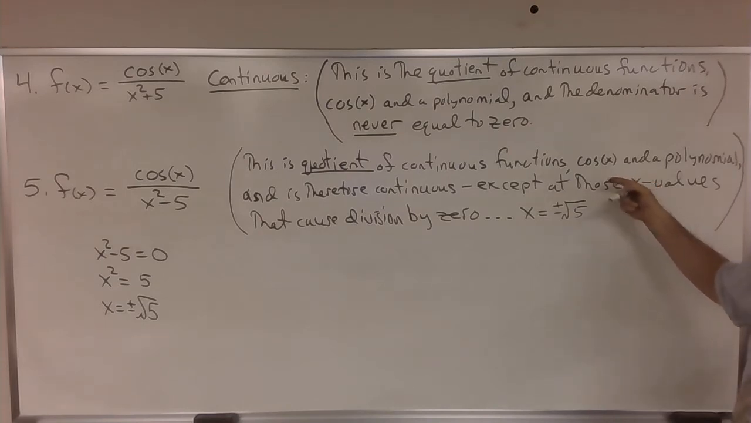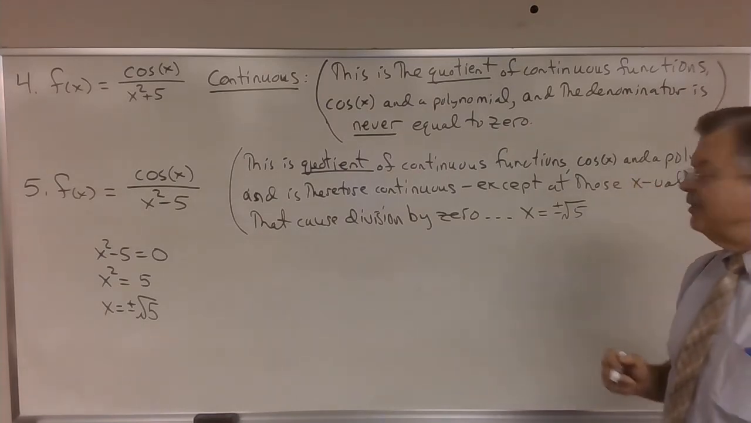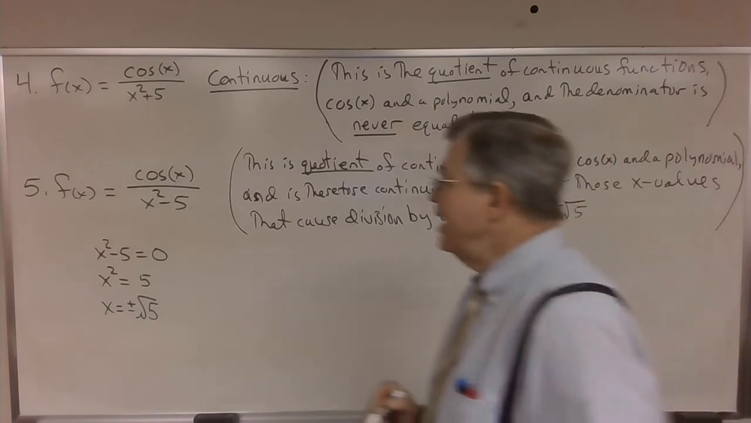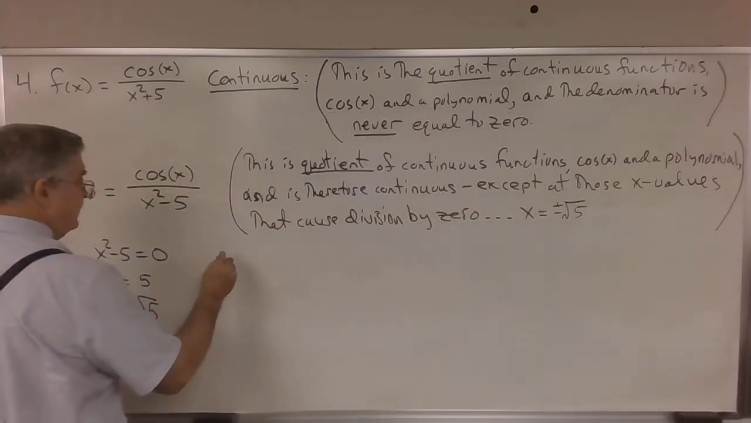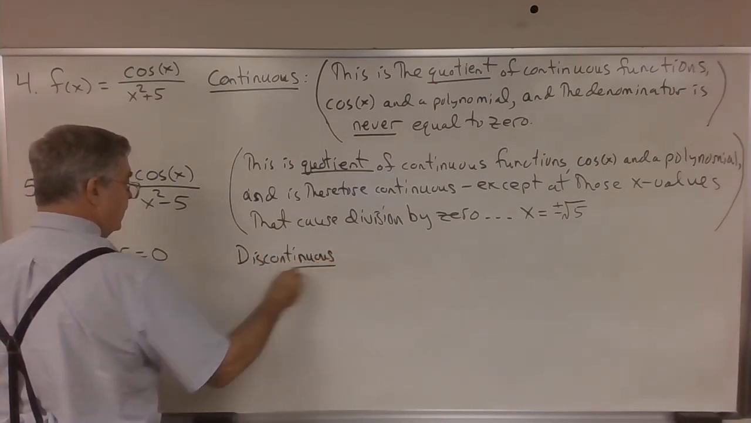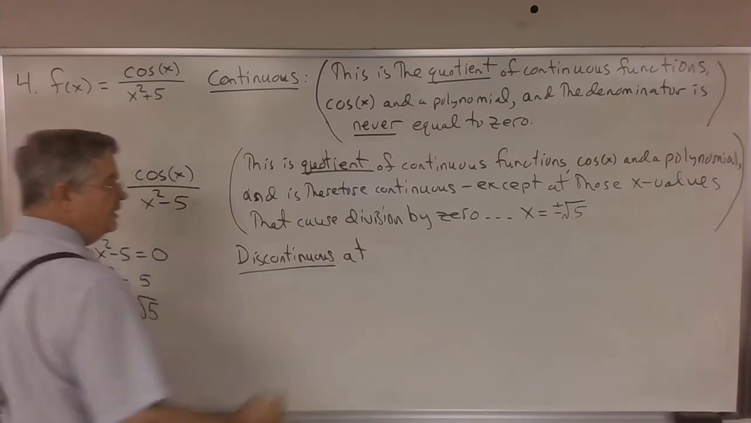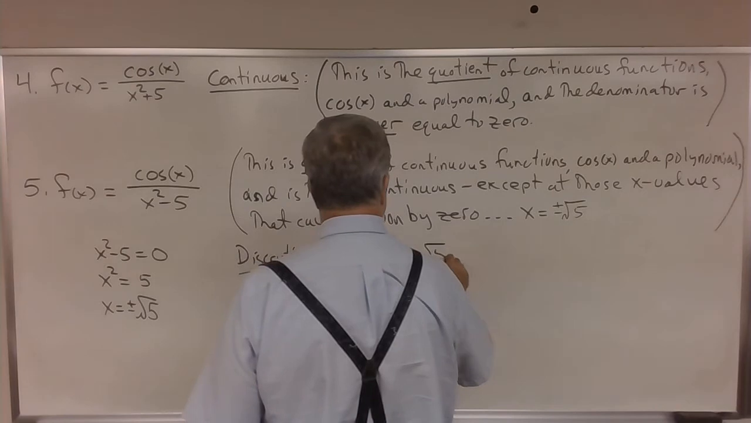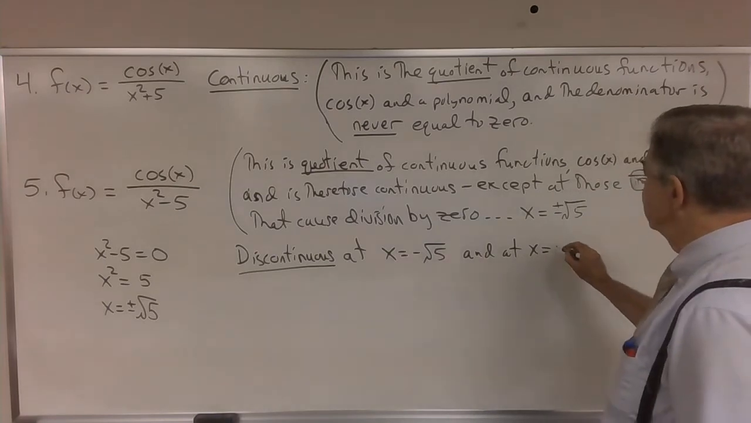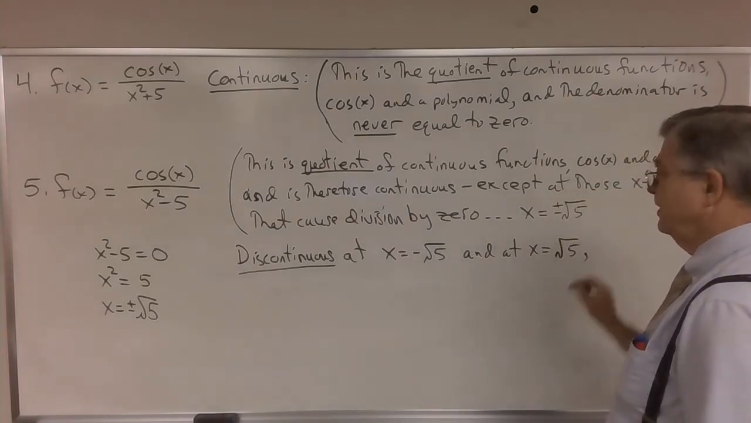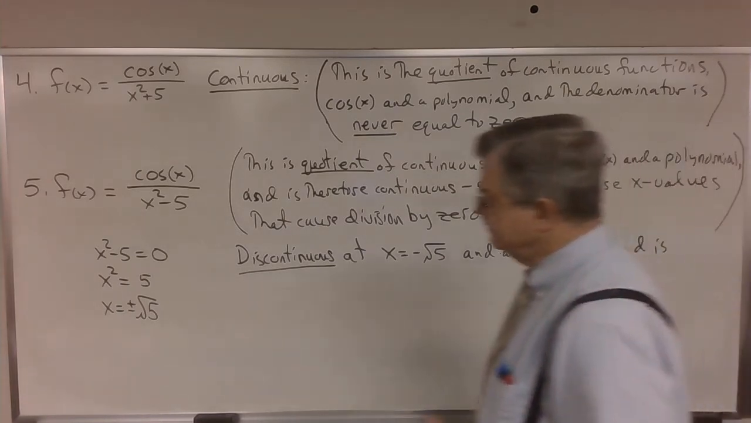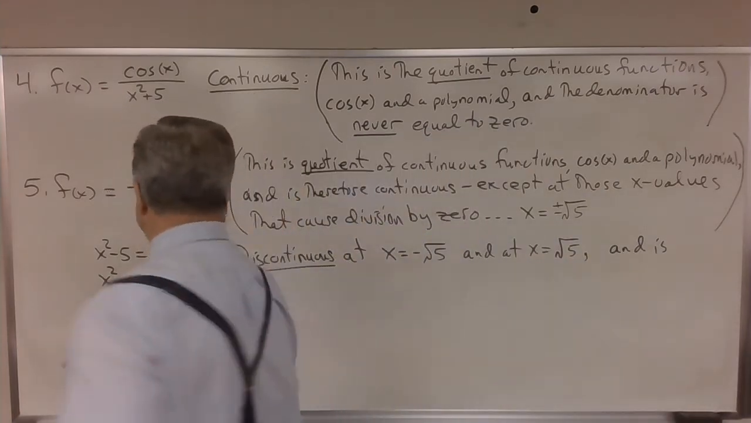Now, what I put in the parentheses here is not really my answer so much as a justification for the answer that I'm about to give. And I'm going to give a complete answer here. It's discontinuous at x equals negative square root of 5 and at x equals positive square root of 5. It's continuous everywhere else.